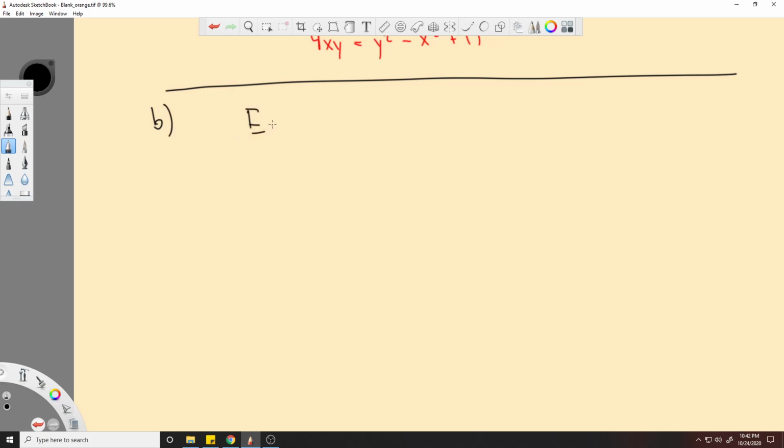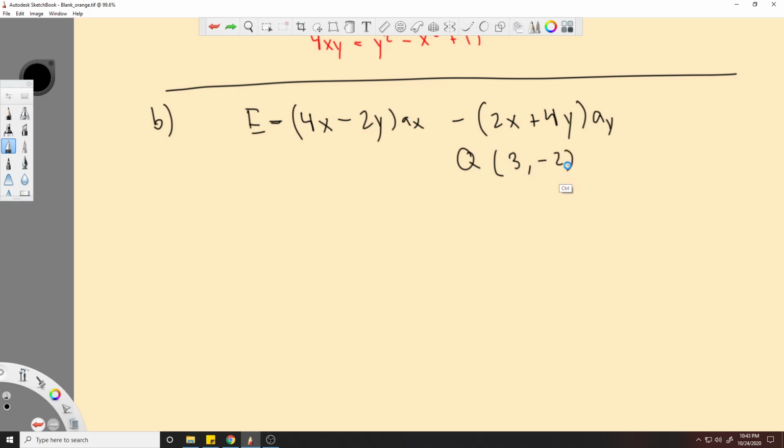So E, I'll just write it again, is (4x minus 2y) ax plus (minus 2x plus 4y) ay. And we have Q at (3, -2, 5), and the unit vector is what is in question. So I'll call it E at Q, like that, is question mark.